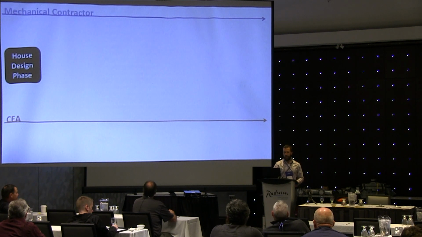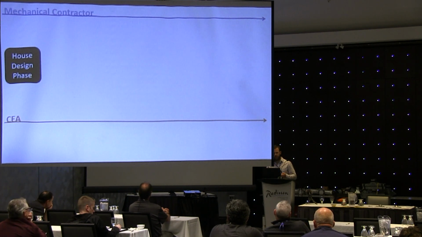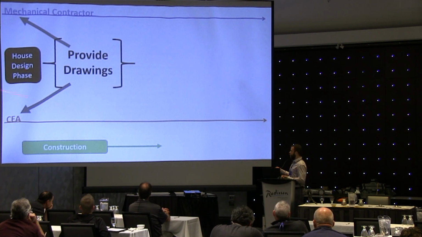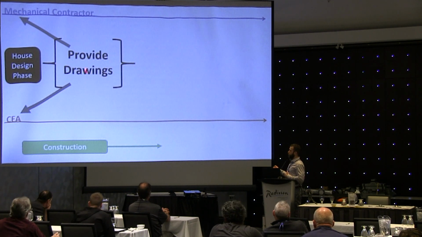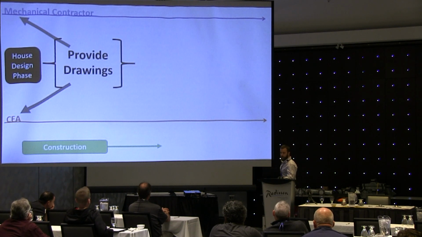So I made a little flow chart here. I got some feedback on it yesterday as well, but I just kind of want to talk about the relationship as I understand it right now, and you might be able to help me edit this. So you have the builder. They're going to provide drawings, architectural drawings or structural drawings to the mechanical contractor and to the certified energy advisor, and they're going to say, go. The EA is going to be involved long before the mechanical contractor.